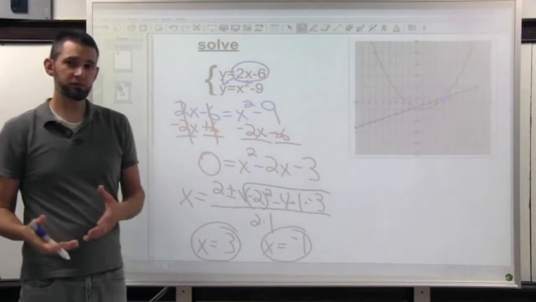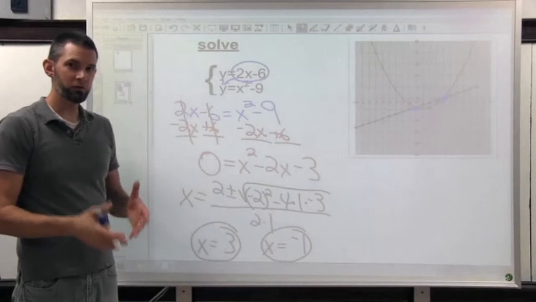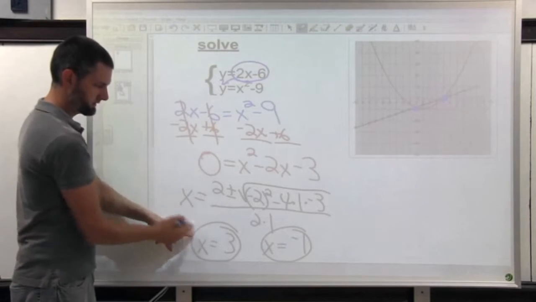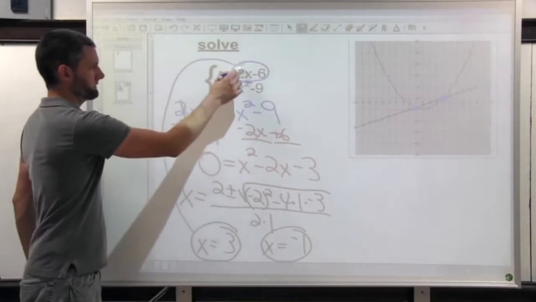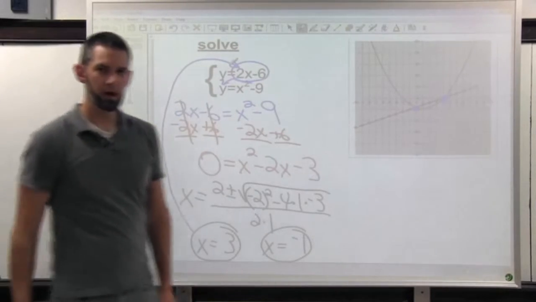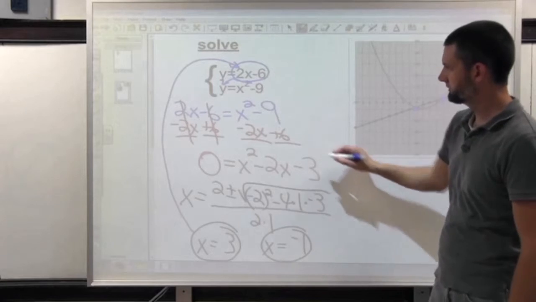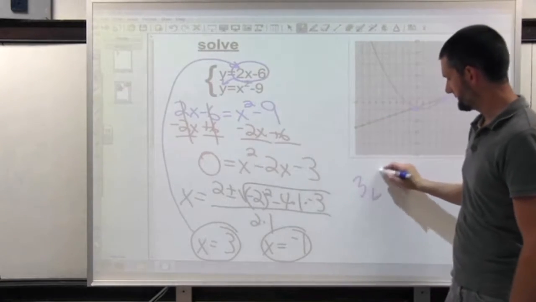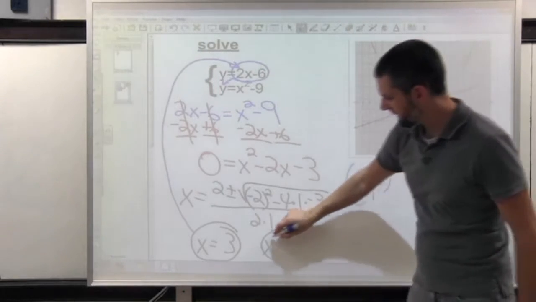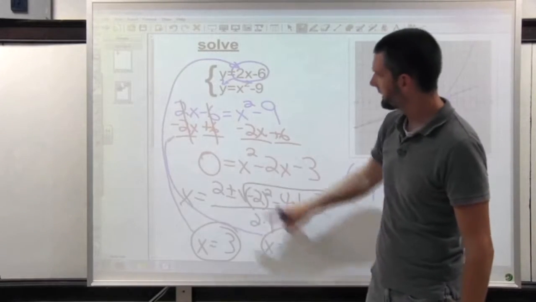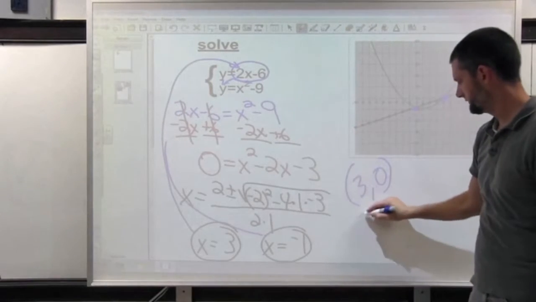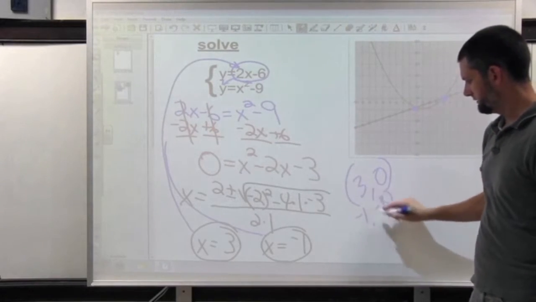And every time we solve a system, we say, you're not done until you have the points. These are not points. These are just x numbers, which we have to put back in. If you put 3 in, the first equation, 2 times 3 minus 6, that makes 0. Now put the other point in as well. Put -1 in: -1 times 2 minus 6, that gives you -8.